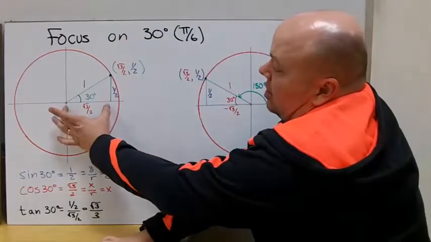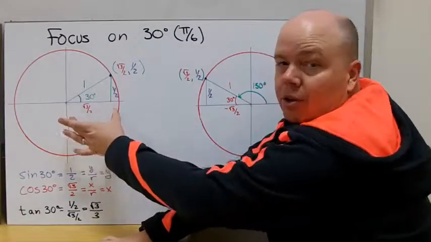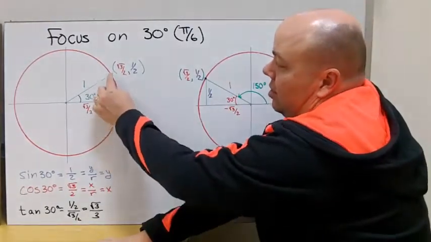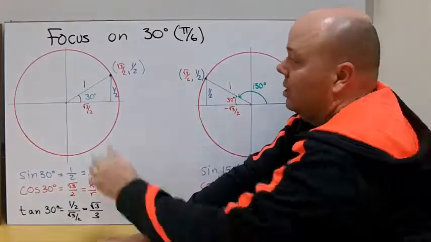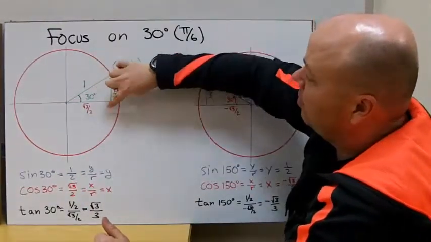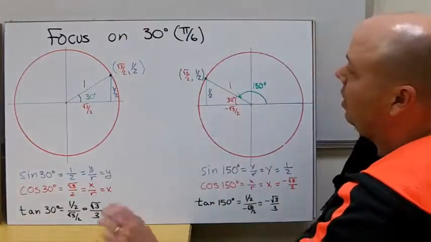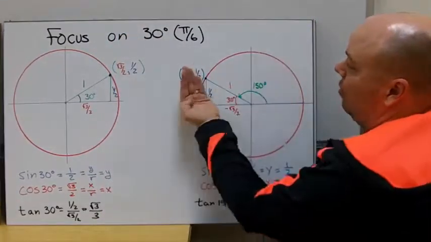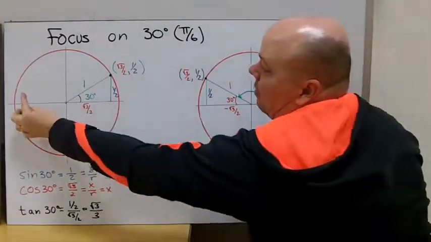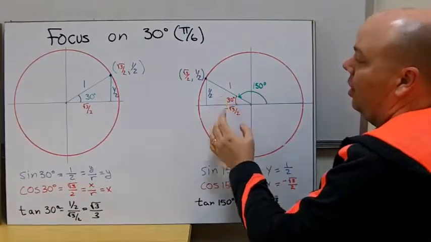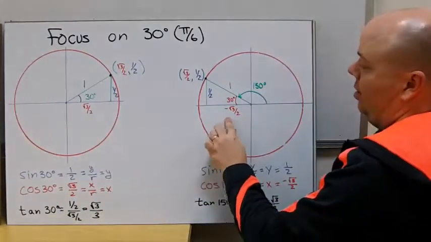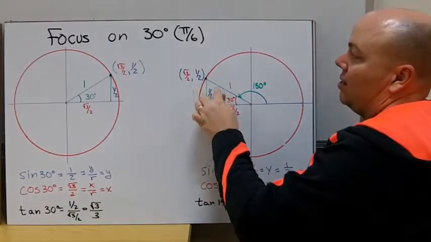So this distance is square root of 3 over 2, about 0.866 units. This distance is a half a unit up the y-axis. So the coordinates of this point are (square root of 3 over 2, 1/2). If I reflected that angle, the 30-degree angle from here, over to here, then the x value becomes negative. The y value still stays positive.